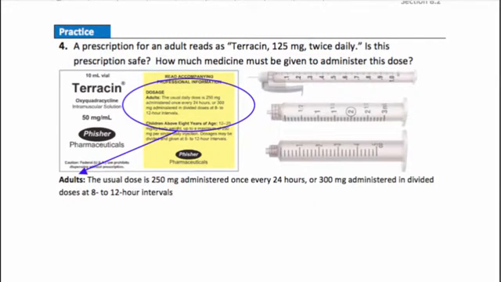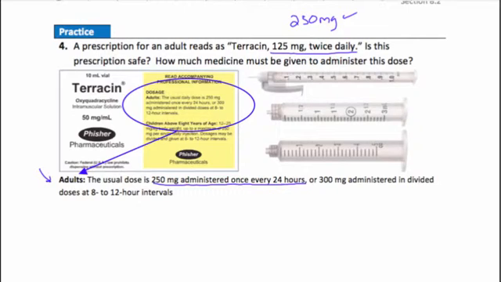Practice 4. A prescription for an adult reads Terracin, 125 milligrams twice daily. Is this safe? And how much medicine to give? Well, first let's see. 125 milligrams twice daily. That means we're given 250 milligrams in one day. Let's see if that's safe. The usual dose says, and we highlighted it down here for you, it's hard to read off that label, 250 milligrams administered once every 24 hours, or 300 milligrams administered in divided doses. Well, we're given 250 in divided doses, so that's safe. That medicine is going to be safe.